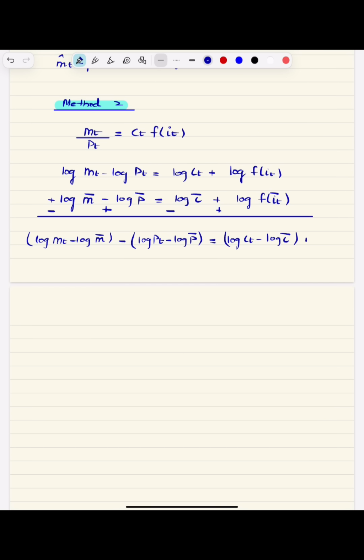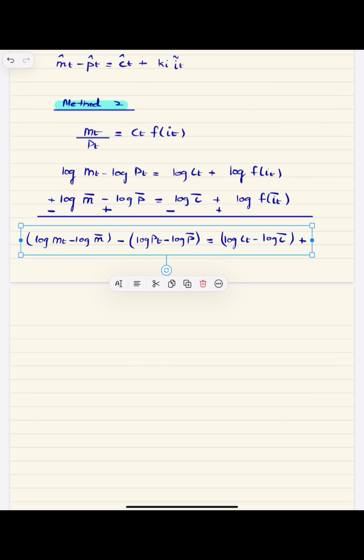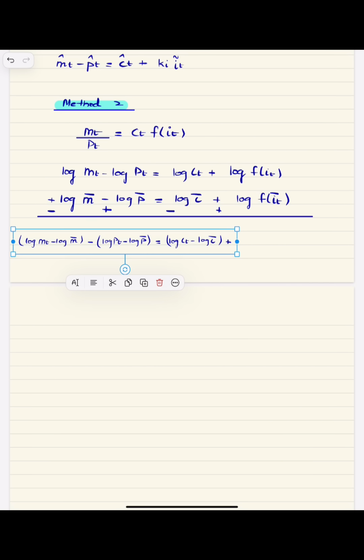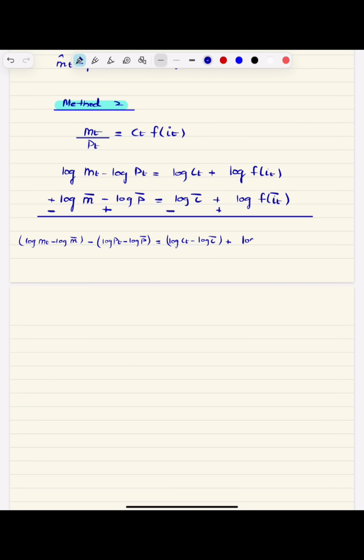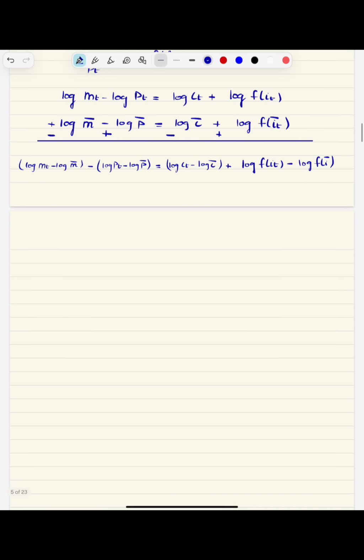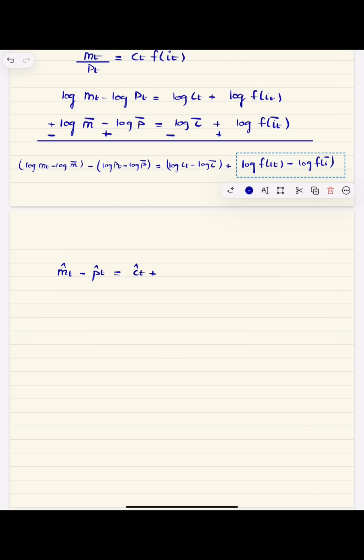And lastly, let me make sure it fits in one page. We have a log fi minus log fi bar. So as you can see, we do end up with the same solution. So I don't understand what the problem would be with this method. It gives us the same equation which we had last time.